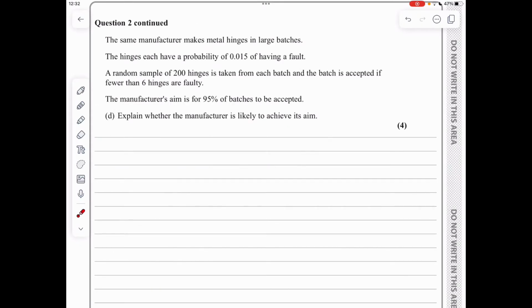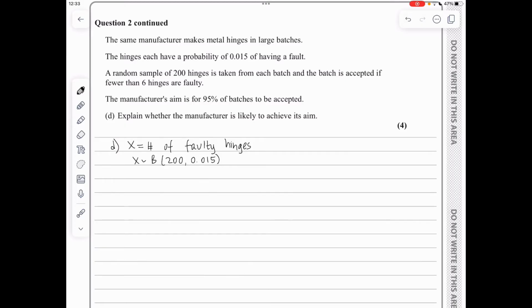In part D, we've got that the same manufacturer is now making metal hinges and the probability of having a fault is 0.015. We've got a random sample of 200 of these, and the batch is accepted only if we've got fewer than 6 hinges that are faulty, and the manufacturer is aiming for 95% of the batches to be accepted. We need to explain whether they're likely to achieve this aim. So I will start by saying that X is the number of faulty hinges. Now X follows binomial 200, 0.015.